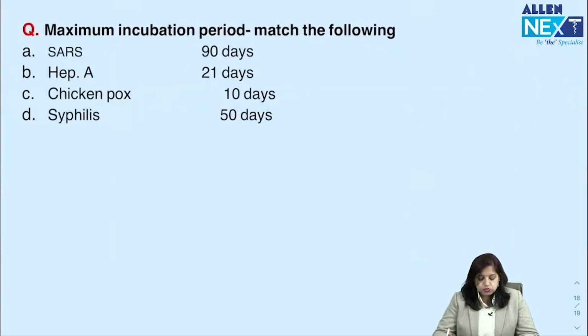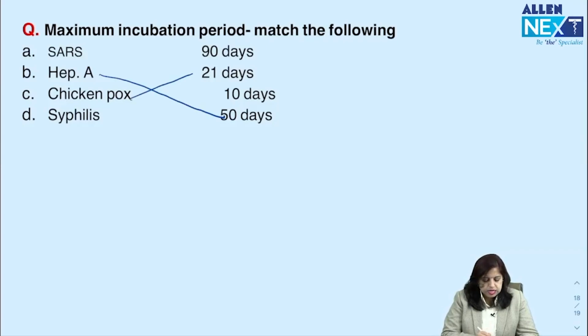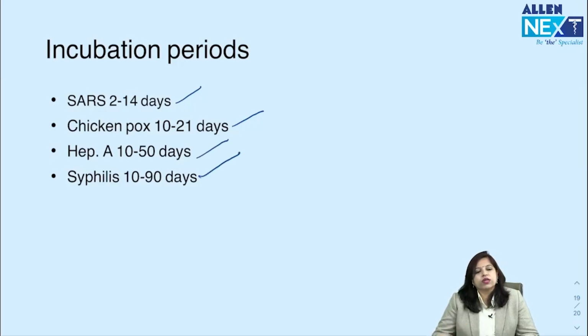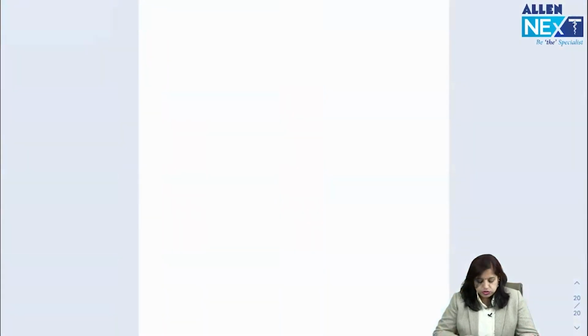Okay, then maximum incubation period. We know this also for chickenpox, if you remember, is 10 to 21 days. For hepatitis A, we again know that it would be around 50 days, the maximum incubation period. Syphilis is 90 days. And for SARS it would be 10 days, right? I've again written it here for you. So SARS would be 2 to 14 days. Chickenpox is 10 to 21 days. Hepatitis A is 10 to 50 days. And syphilis is 10 to 90 days. So this again was a very easy question, right?